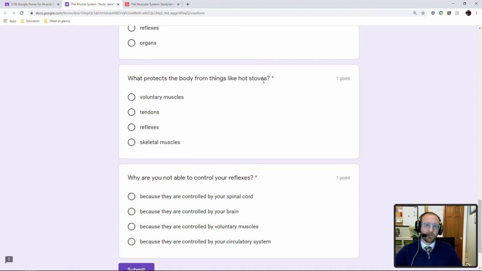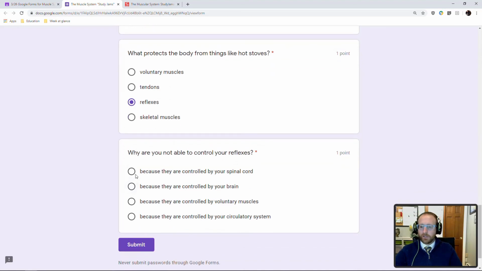What protects the body from things like a hot stove? Voluntary muscles, tendons, reflexes, skeletal muscles. Reflexes. Okay, last of the multiple choice.